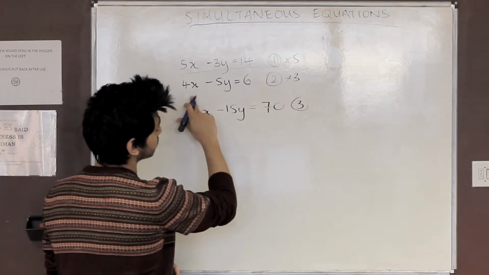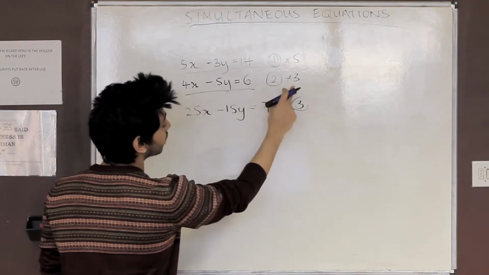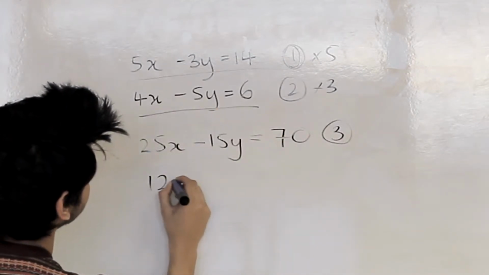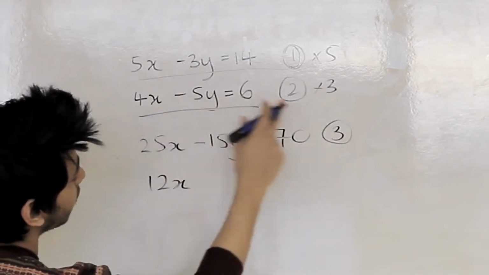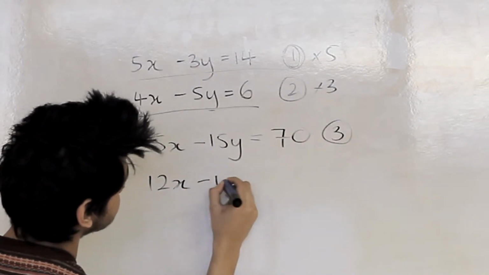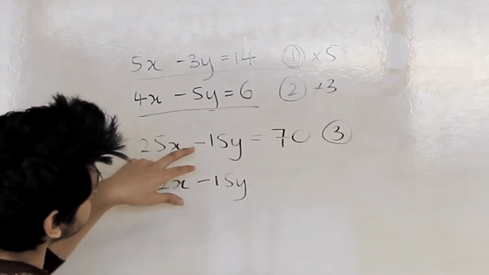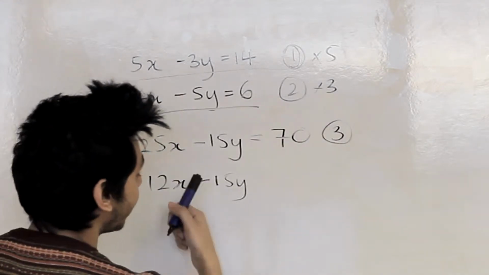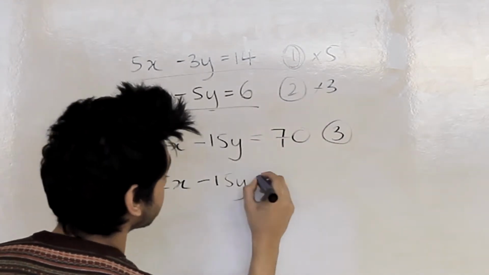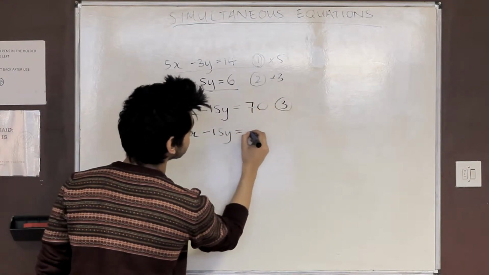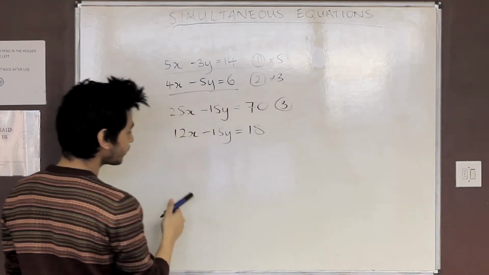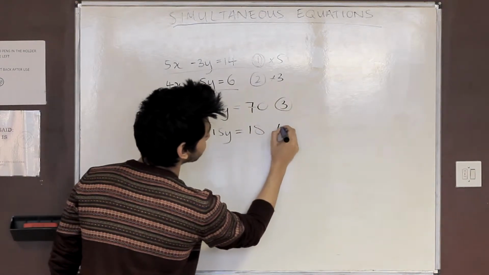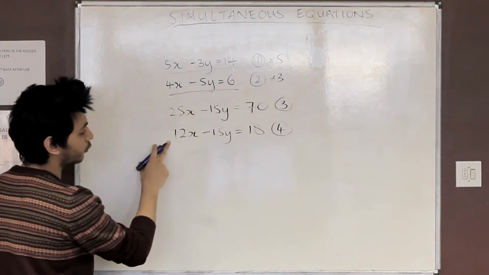Moving on to our second equation, we're going to multiply this by 3. So 4x times 3 gives us 12x. Minus 5y times 3 gives us minus 15y. As you noticed, both of these equations have a coefficient of minus 15y. This will be important later. I'll show you why this is important when it comes to eliminating this variable. 6 times 3 gives us 18. Okay, so now we've changed both of these equations and we've rewritten these as our 3 and 4 equations.